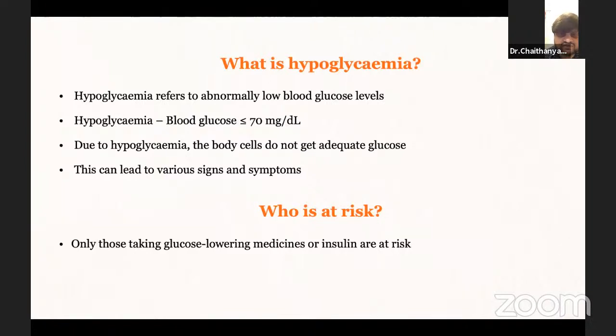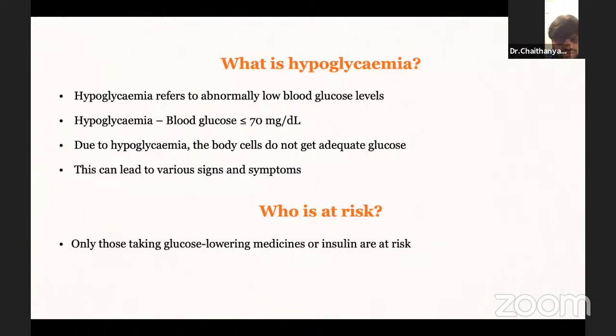Neurogenic in the sense the brain will send some signals. The patient will have some hunger, some confusion, some lethargy. All these are from the brain. The same way, the sympathetic nervous system is also getting activated. The patient will have sweating, palpitations, tremor, and all these things. So these are the classical symptoms of hypoglycemia. Patient neglects, he will not do anything for this hypoglycemia.